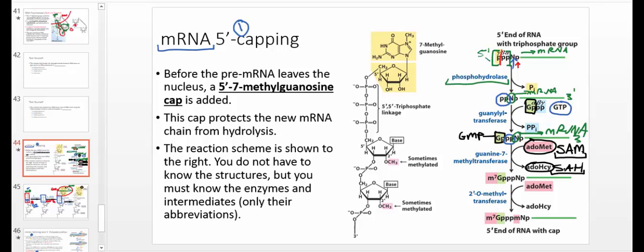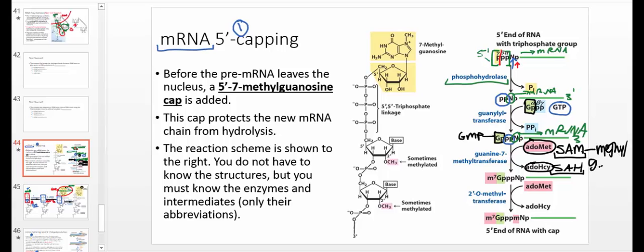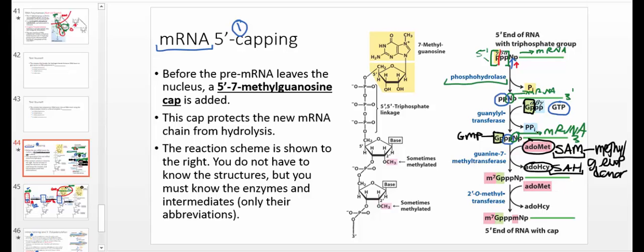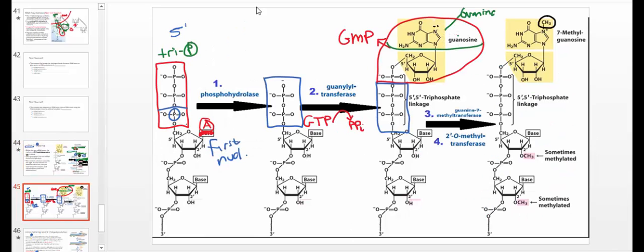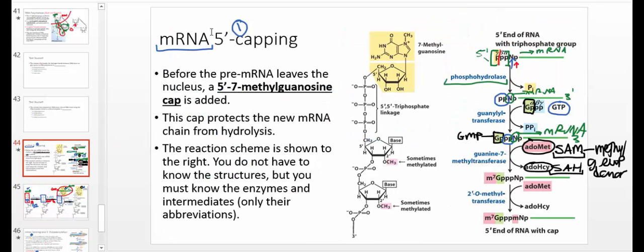Adohomocysteine is the same as S-adenosylhomocysteine. So SAM, in this reaction, is the methyl group donor. And notice where that methyl group ends up. It ends up being attached to this nitrogen right here, and thus you see the methyl group right there. Okay, hopefully that makes sense. The last enzyme that essentially acts is also an S-adenosylmethionine dependent enzyme. Notice this one also requires adenosylmethionine, or ADOMET.